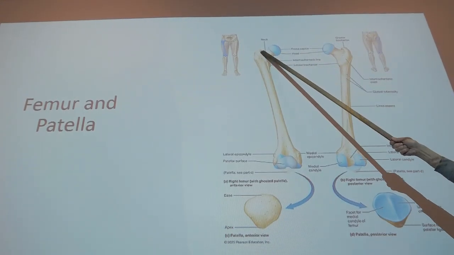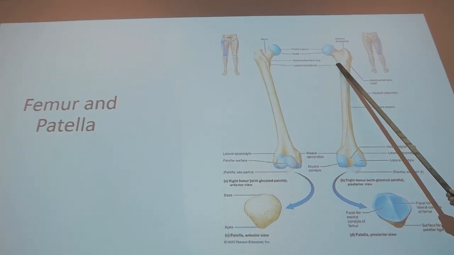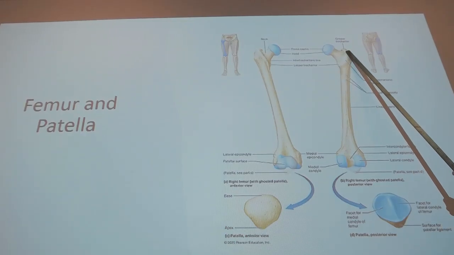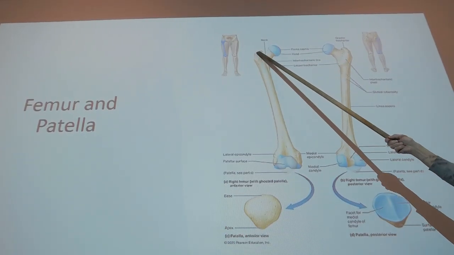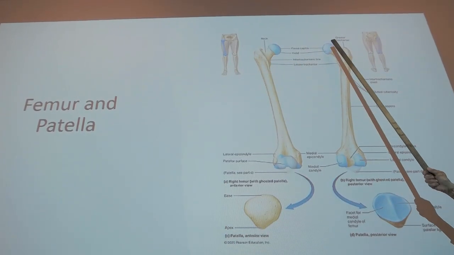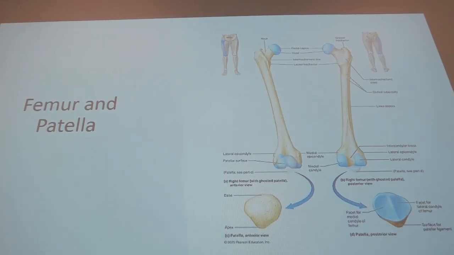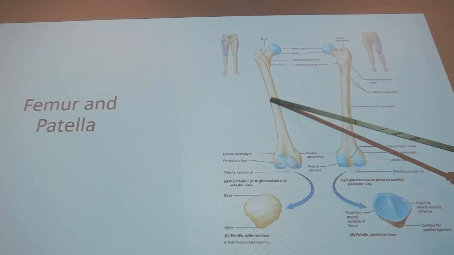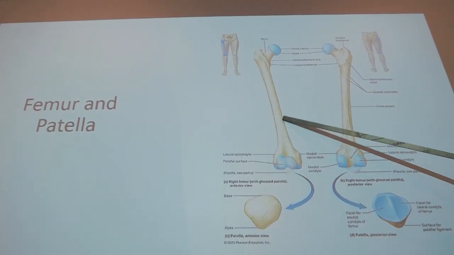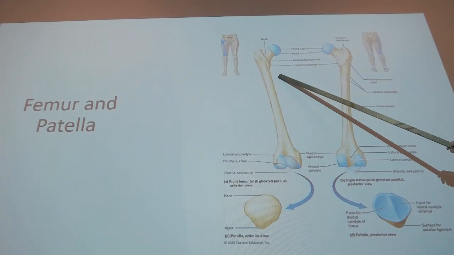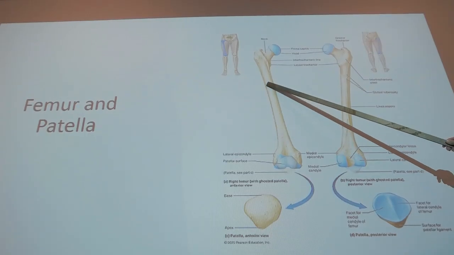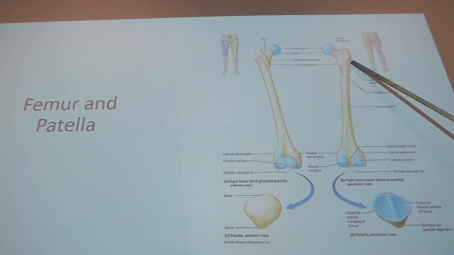So greater trochanter, lesser trochanter, intertrochanteric crest, intertrochanteric line, neck, head, fovea capitis. Those are the proximal features. Medially, we have the shaft, nothing that you can see here anteriorly.